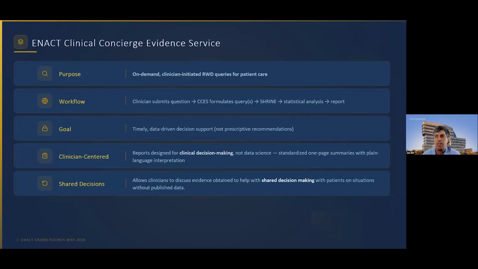And again, the goal for this is to have timely data-driven support. Again, not prescriptive recommendations. So we're giving clinicians evidence so they can take back to the bedside and back to their office to say, hey, this is going to help me not rely just on my clinical experience, but I now have some more evidence for this clinical question I have. And this report doesn't tell me what to do. So I can go back and make that decision with the patient. So again, the reports are for clinical decision making, and they also are really designed so the clinician can go back to the patient and have a good conversation with shared decision making.